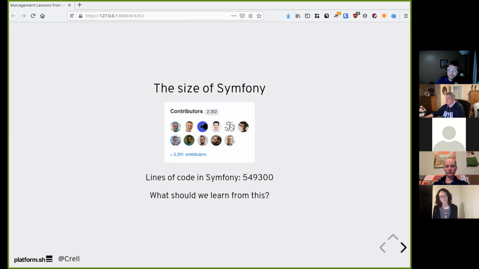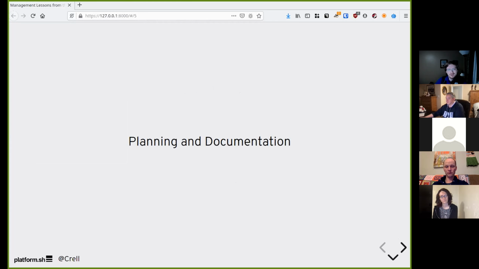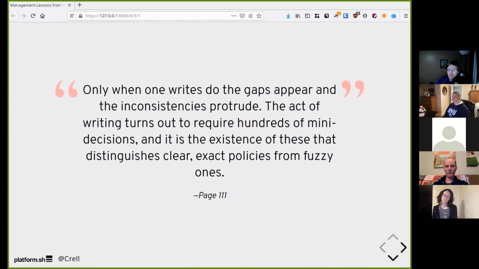What can we learn from this? Brooks also talks about planning and documentation, which, according to Brooks, are the same thing. Planning and documentation go hand in hand. And in fact, you should write your documentation first before you actually write code. Why? Because only when one writes do the gaps appear and the inconsistencies protrude. The act of writing turns out to require hundreds of mini decisions, and it is the existence of these that distinguish clear, exact policies from fuzzy ones. Writing down what it is you're going to do forces you to think about what you actually should do.